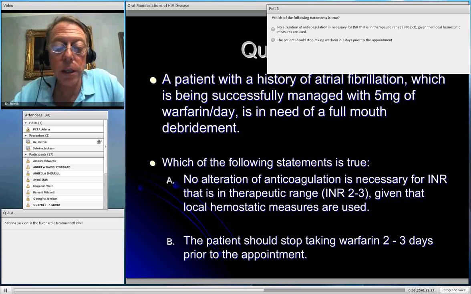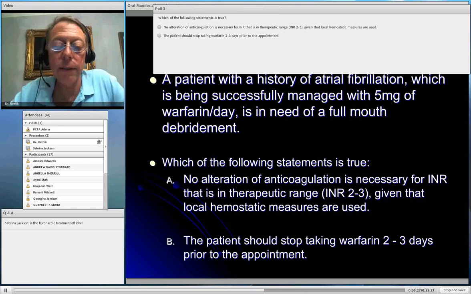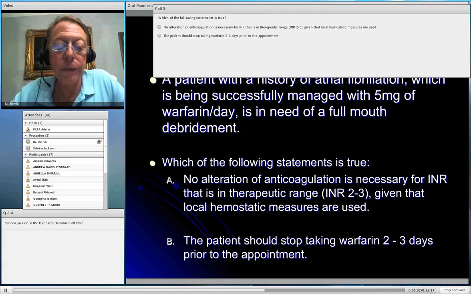A, no alteration of anticoagulation is necessary for an INR that is in the therapeutic range, which is 2 to 3, given that local hemostatic measures are used. Or B, the patient should stop taking warfarin 2 to 3 days prior to the dental appointment.